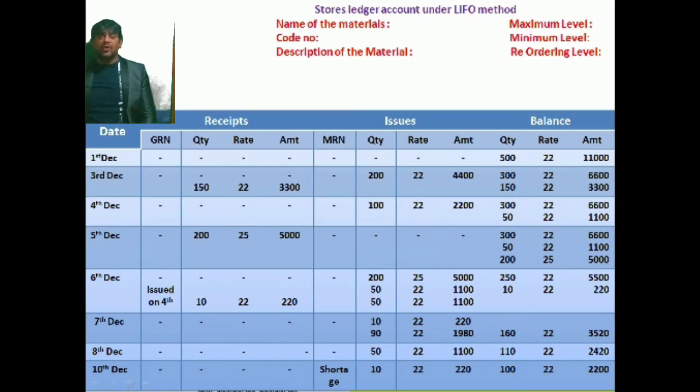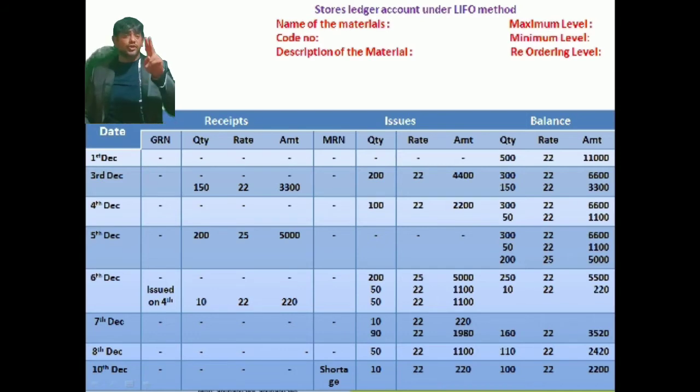Clear? So under the receipt side, that day there is a return to stores from the department, which was issued on 4th. So GRN number, return to stores issued on 4th. Quantity: how many units have we received back? 10 units. So look at the price, the issue price on 4th December.